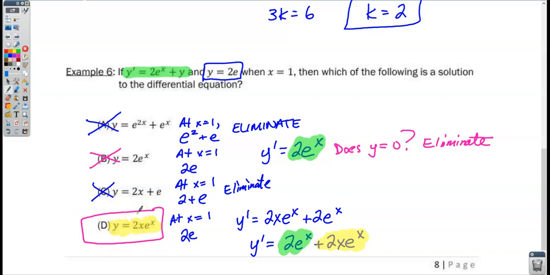All right, that's the end of our lesson on verifying solutions for differential equations. For those of you who are my students, there are some practice problems for you to do, and then there's a quiz as well. So go ahead and make sure you complete those.